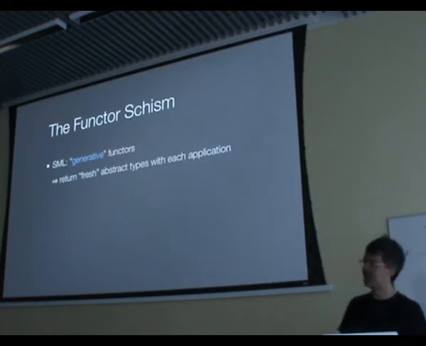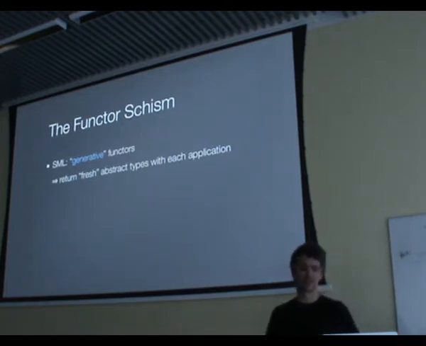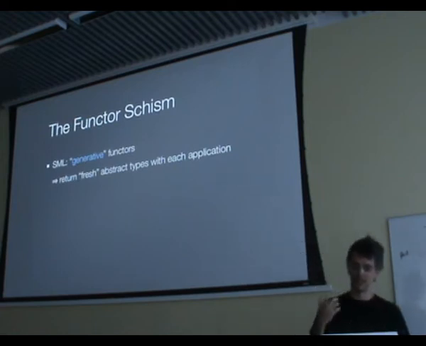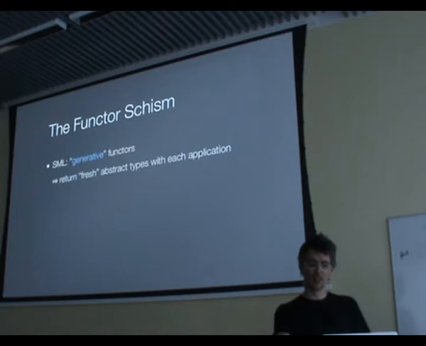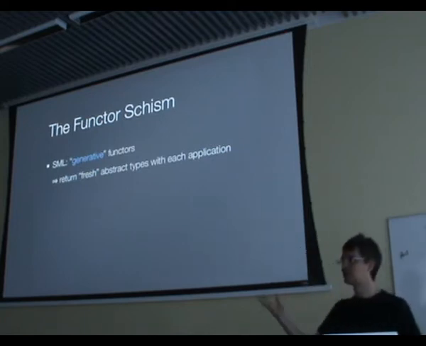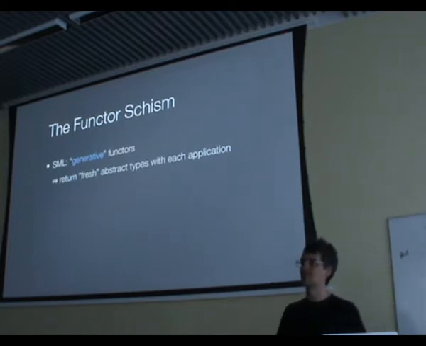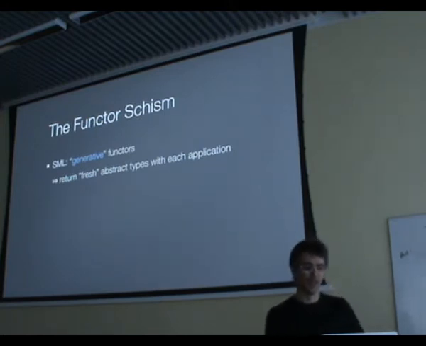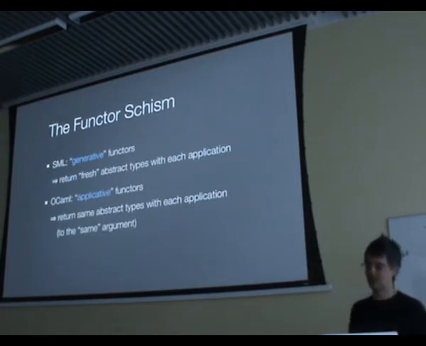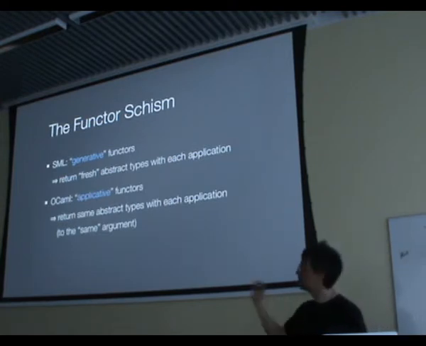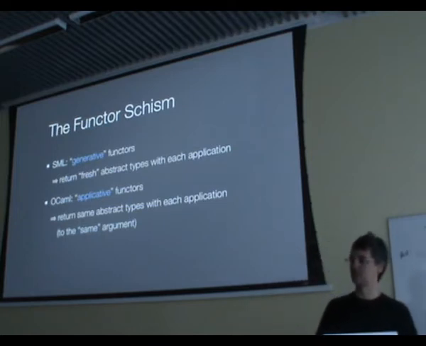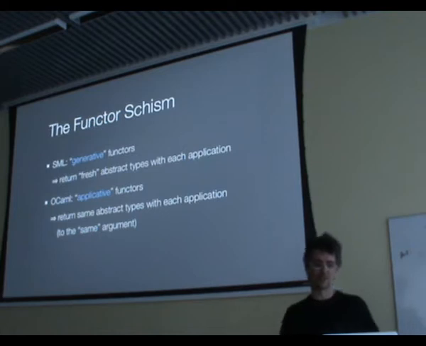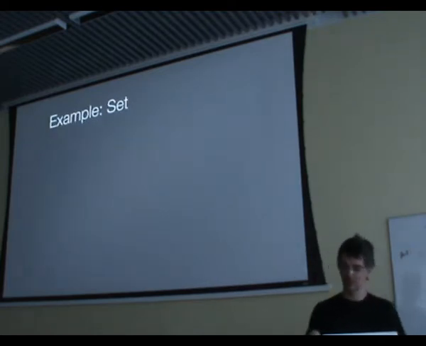One is called the generative semantics for functors, and that is the traditional, original way of doing functors, and is what SML is doing. There, when you have a functor that defines some abstract types and you apply it several times, you get back a fresh set of abstract types with each application. And in OCaml, you have the notion called applicative functors. There, when you apply the same functor to the same argument several times, you get back the same abstract types. Let me demonstrate that with a brief example.